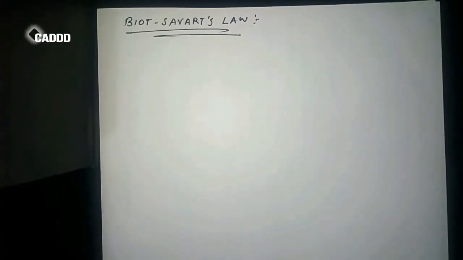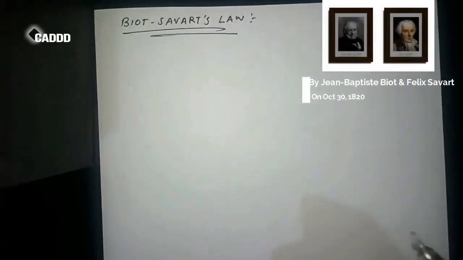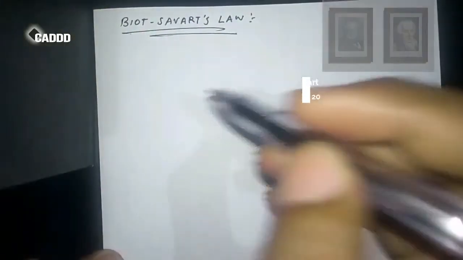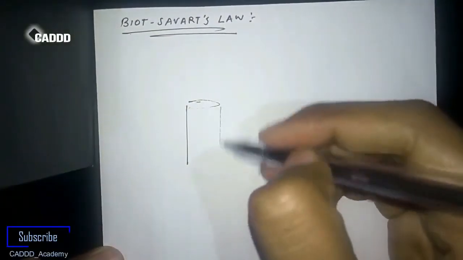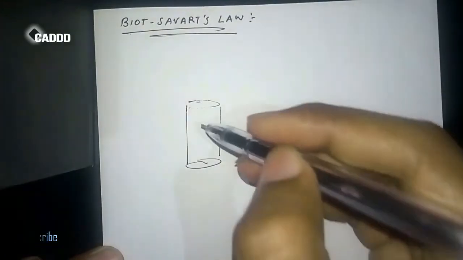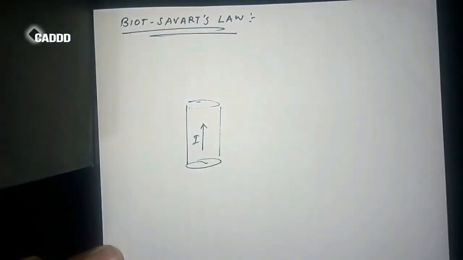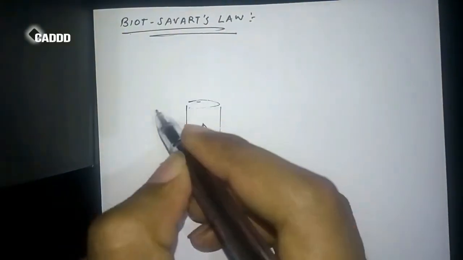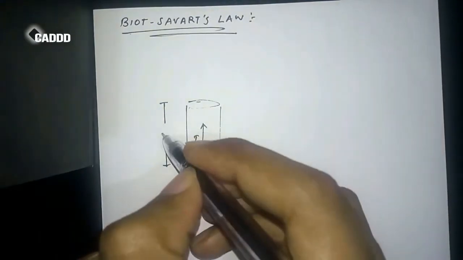In this lecture we will be discussing Biot-Savart's law. To understand the Biot-Savart law we need a scenario. Let's say we have a current carrying conductor which is carrying a current in upward direction like this, and this conductor has a length of, let's say, dl.